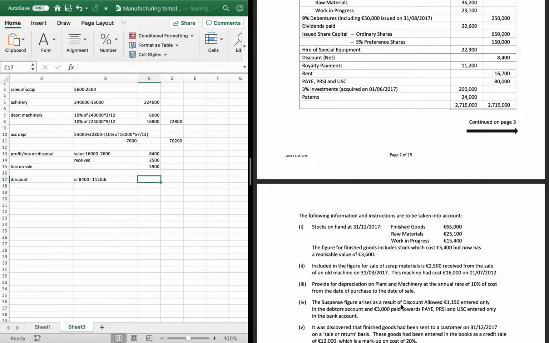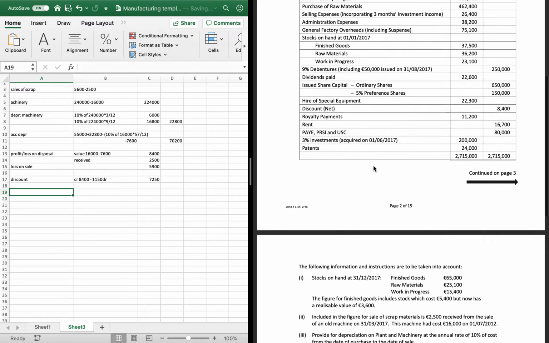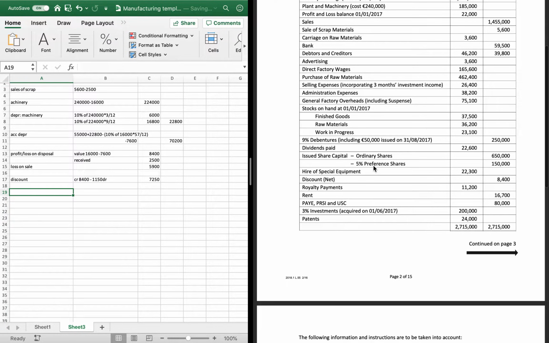So the net position is going down. We'd received 8,400, but there's a discount allowed, an expense of 1150. So it reduces the overall position. Okay, so what does that do to whatever incorporates suspense then? So selling expenses incorporated as suspense.